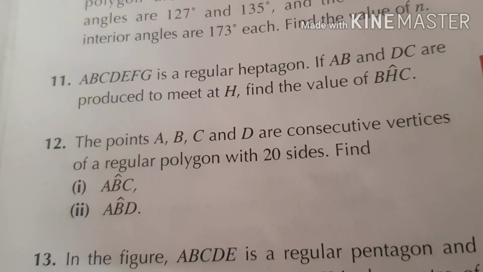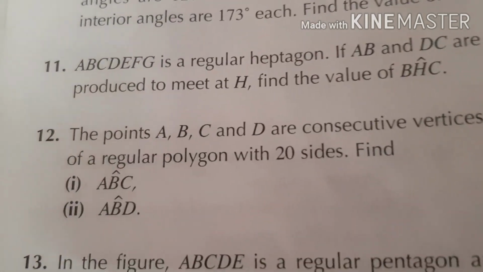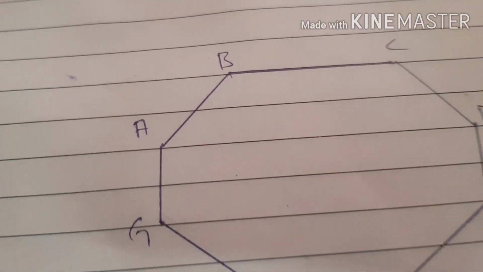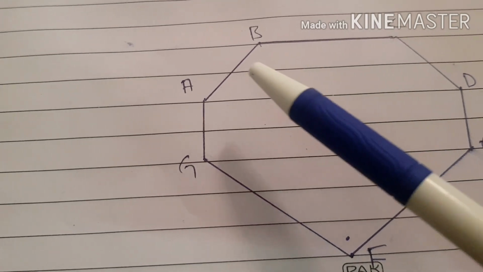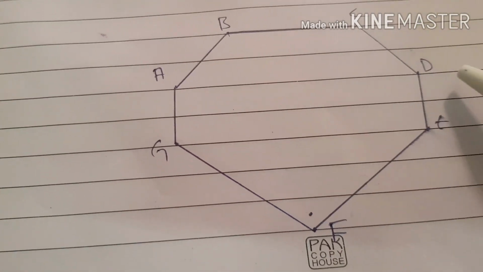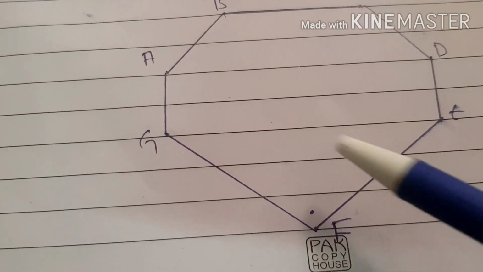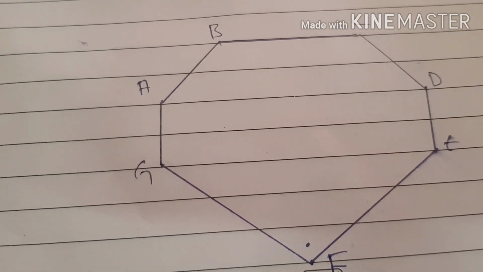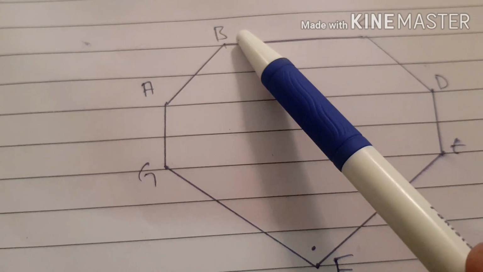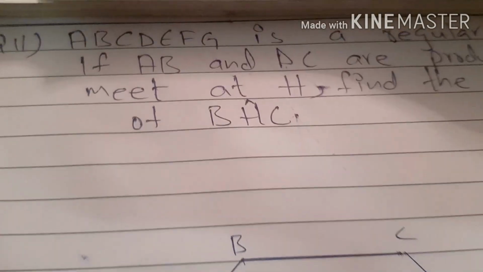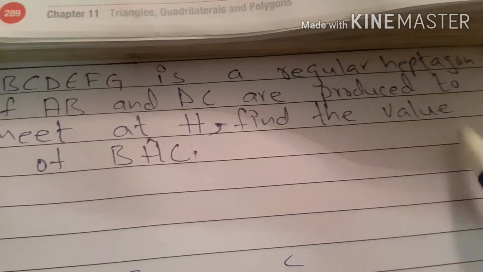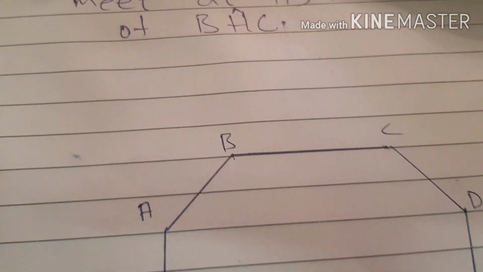So first we are making a heptagon. I just made it. You can see. Here it is, a regular heptagon. I just started naming it from here: A, B, C, D, E, F, G. It doesn't make any difference if you start from here or here. It is entirely up to your choice. Then the question says, find the value of BHC.